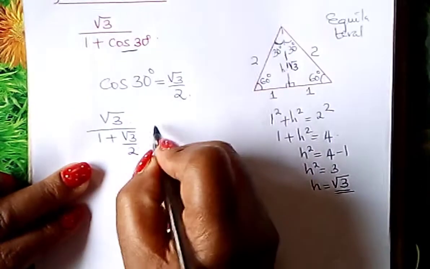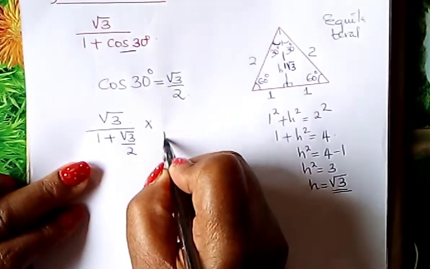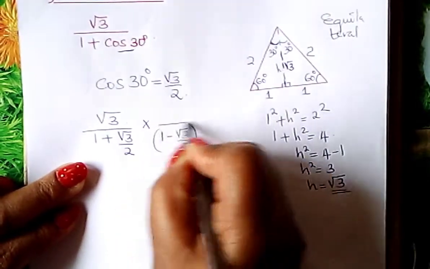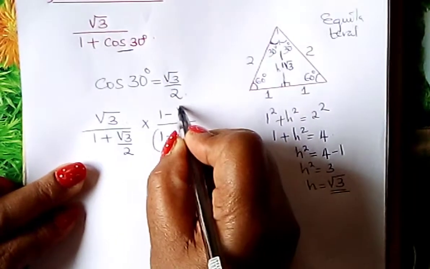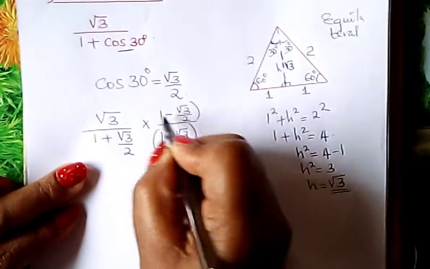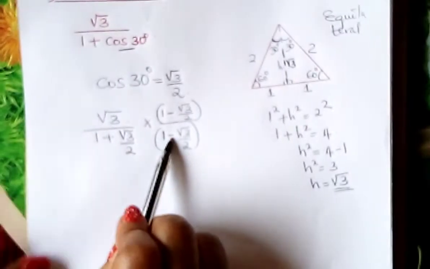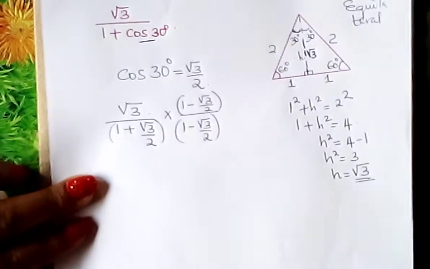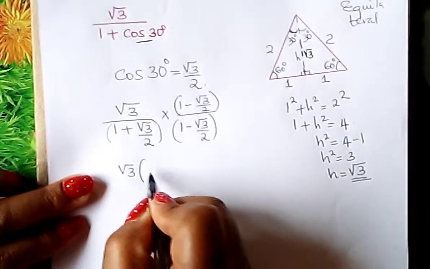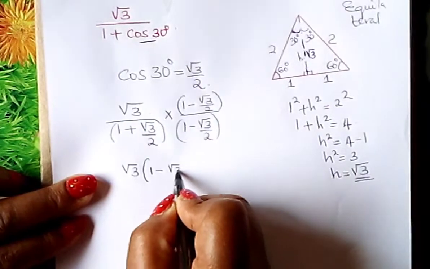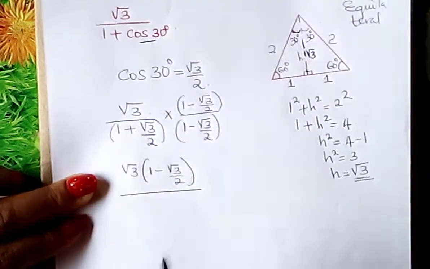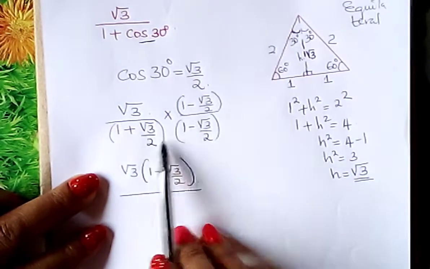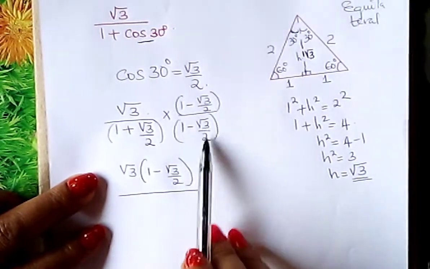From there, learner, you multiply with the conjugate. The conjugate is 1 minus root 3 over 2 down there. And up here, you also do the same, the conjugate. The sign changes. If this was positive, this is negative. So we now multiply this, learner. So we have root 3 multiplying 1 minus root 3 over 2, divided by 1 plus root 3 over 2 times 1 minus root 3 over 2.